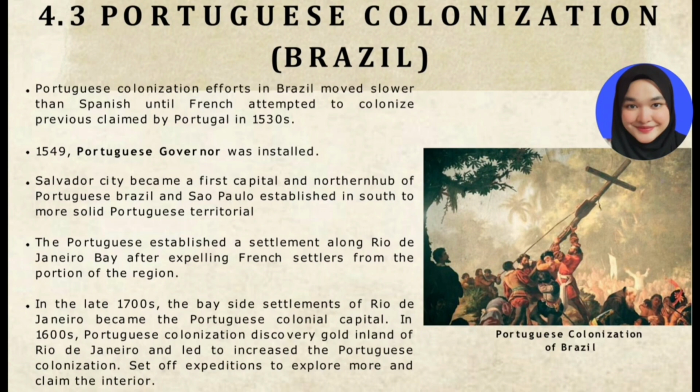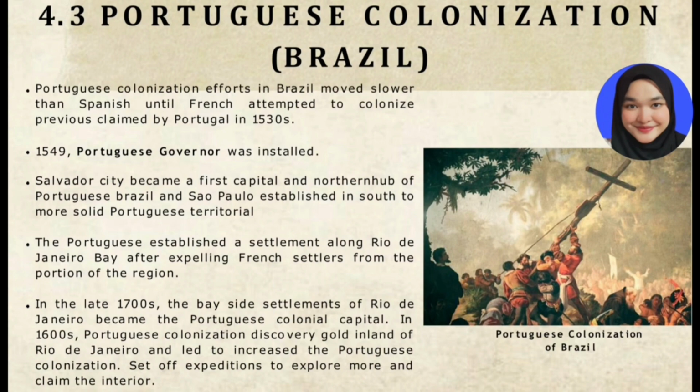solid Portuguese territory. The Portuguese established a settlement along Rio de Janeiro Bay after expelling French settlers from a portion of the region. In the late 17th century, the bayside settlements of Rio de Janeiro became the Portuguese colonial capital. In the 1600s, the Portuguese discovered coal inland of Rio de Janeiro, which led to increased Portuguese colonization.